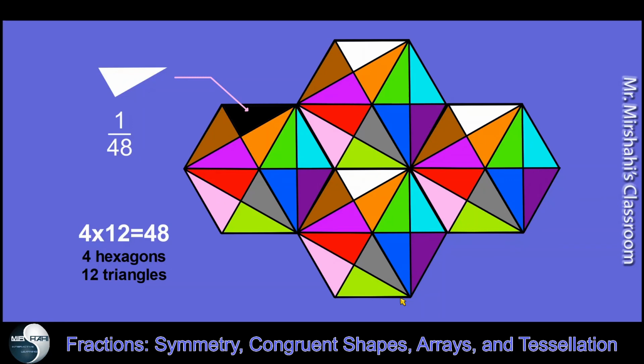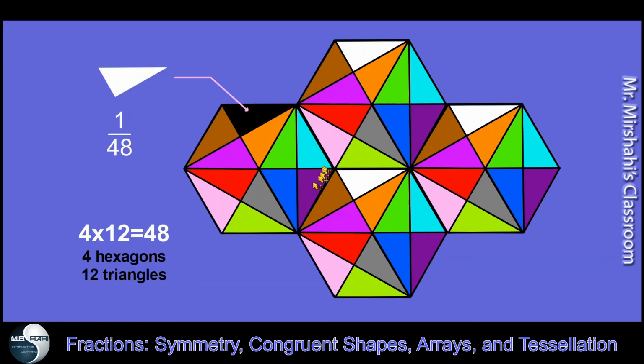Now, we talked about tessellation, remember, with tiles, but with tessellation, you don't need square tiles. They're easy for tessellation, but you can use triangles for tessellation. Here, we're using triangles. Each one is 1/48th of this design. And how do I figure that out?